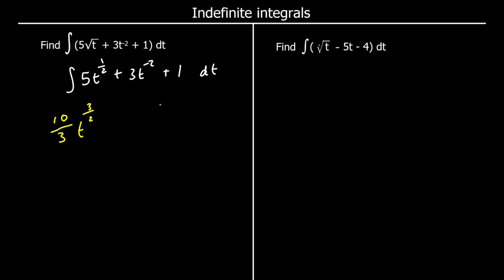The next one, add 1 to the power. Negative 2 plus 1 is negative 1. Divide by the new power. 3 divided by negative 1 is negative 3. And then the 1, because we're integrating with respect to t, becomes t. And we plus c on the end.